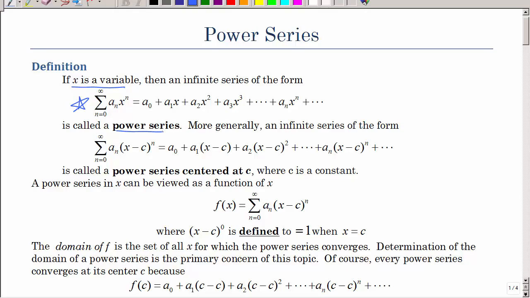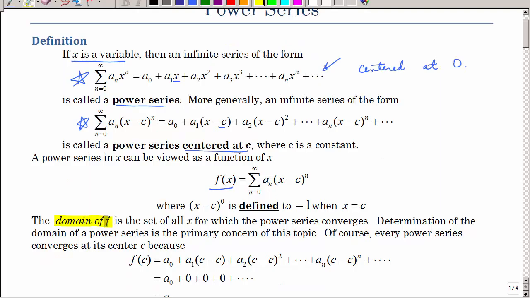More generally, an infinite series in this form is called a power series centered at c, where c is a constant. So in this form, the power series is centered at 0, and you can tell if c is equal to 0, you would just get the x values. Because we are using x as our variable, we can write this power series as a function of x.